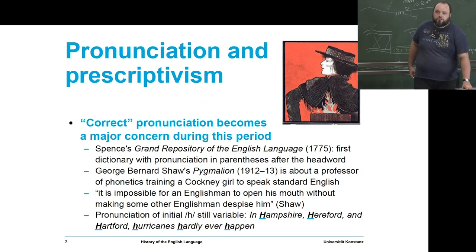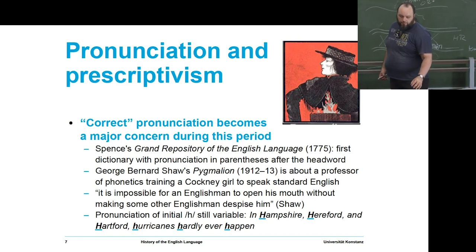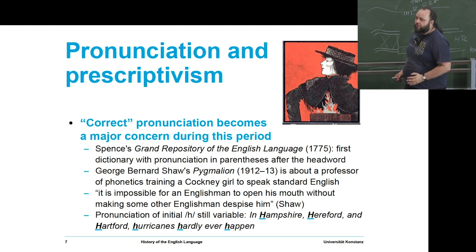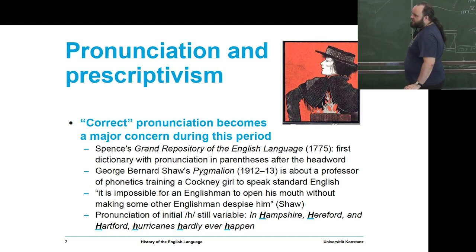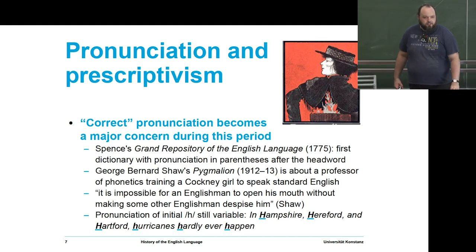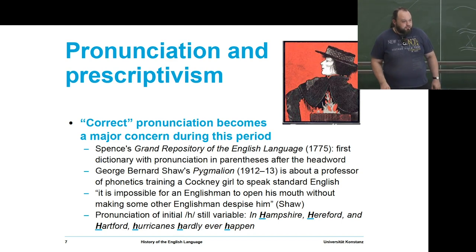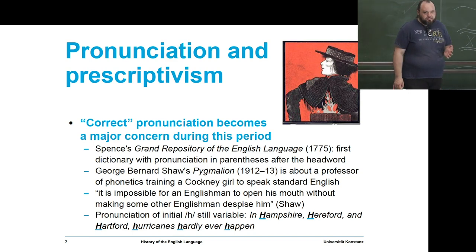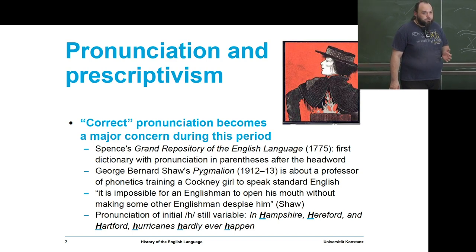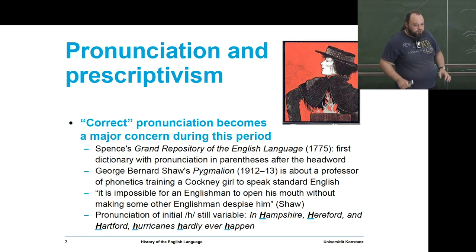Another thing that happens during this period, spelling obviously becomes a major point of pride, a point of importance. Later on you get spelling bees developing, where you start testing how good small children are at spelling things. And so obviously this is perceived as an important skill to have. People who can't spell properly are socially evaluated, they're judged.